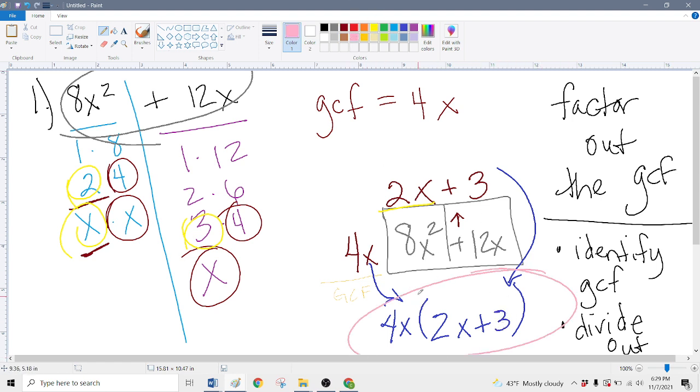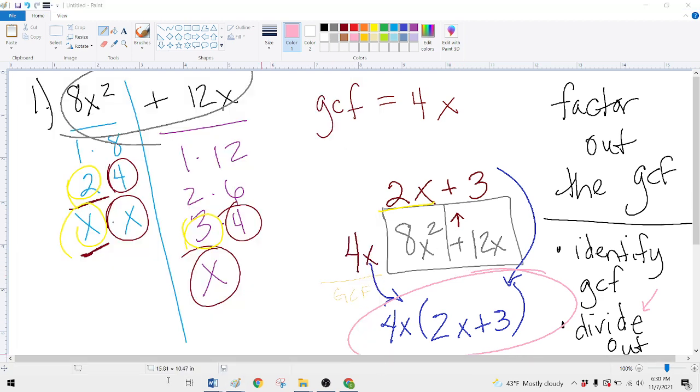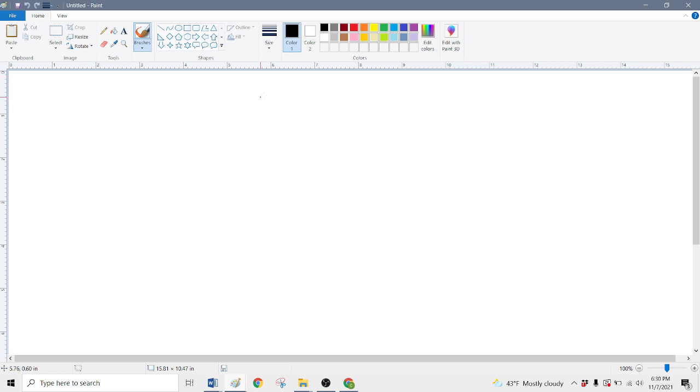Here's the thing. Remember that factoring is like dividing. It's the opposite of multiplying. So our answers look like a multiplication problem because we're doing a multiply problem backward, right? So factoring is a lot like dividing. Let's look at number 2.